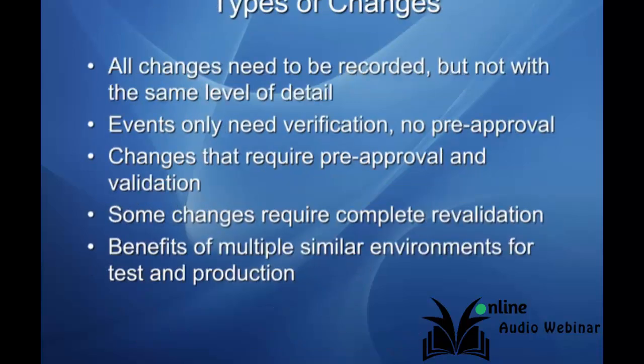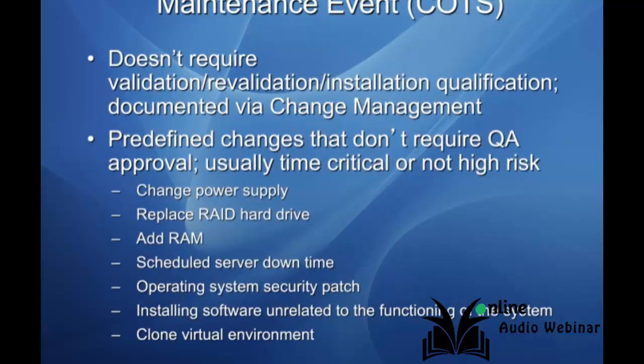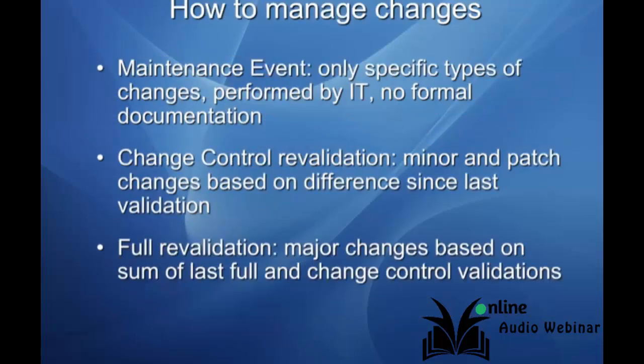Industry has come up with a 3-level change system. 80% of the time, you're going to have a minor system change. You're going to have a configuration change, a setup change. Maintenance event. A maintenance event is an SOP. It talks about how it doesn't require validation or revalidation, and how to manage changes.